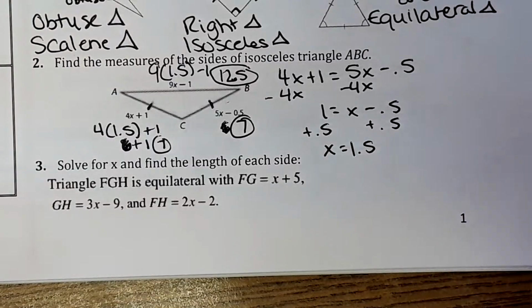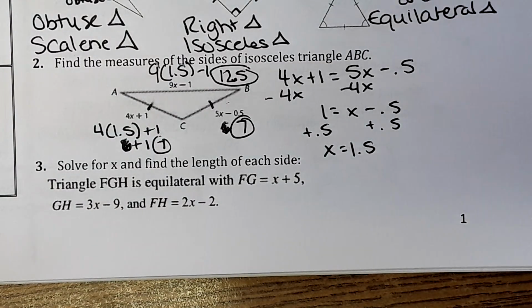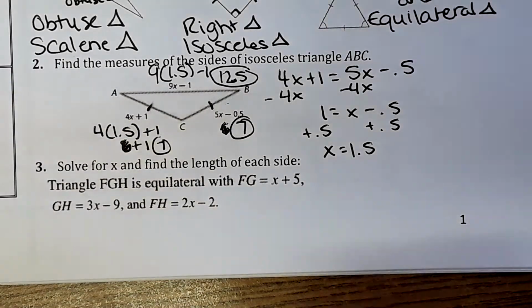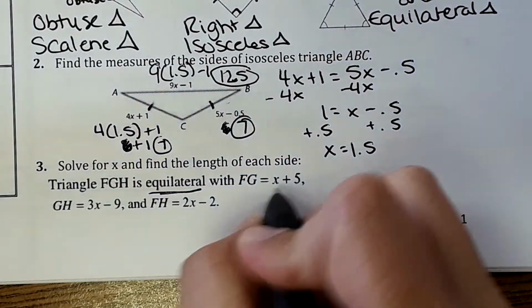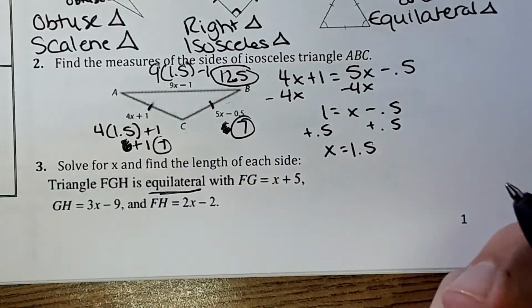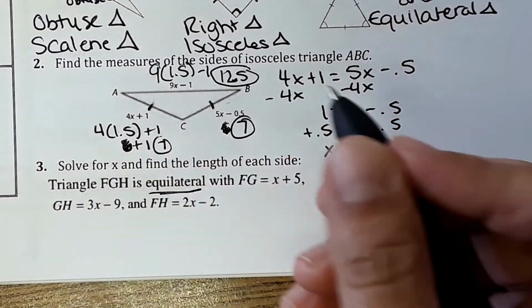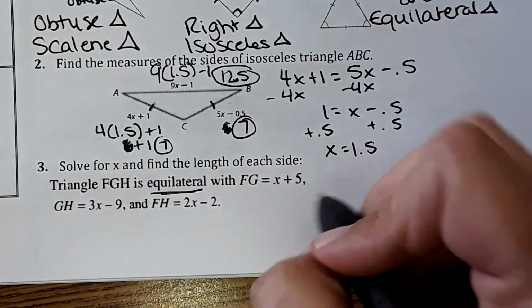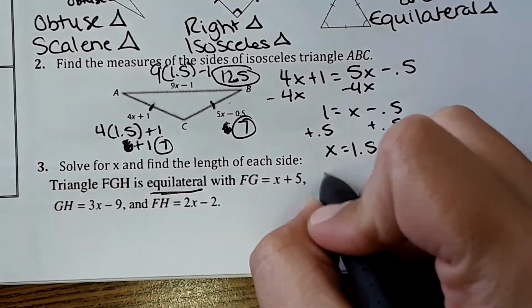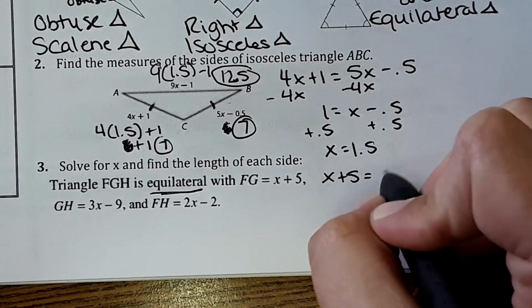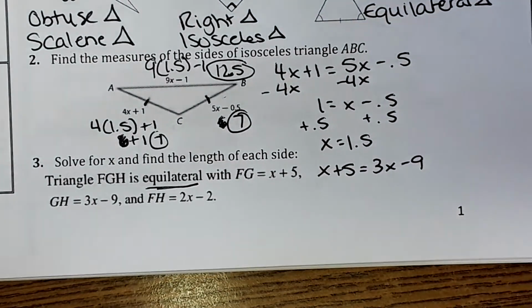Okay, and number 3, solve for x and find the length of each side. It says triangle FGH is equilateral. That's an important piece of information. And then it gives us the length of each side, but in an expression. So with equilateral, all the sides would be the same length. So we could choose any two of those and just set them equal and solve for x. So FG would be x plus 5 equals 3x minus 9. And now I'm going to solve for x.